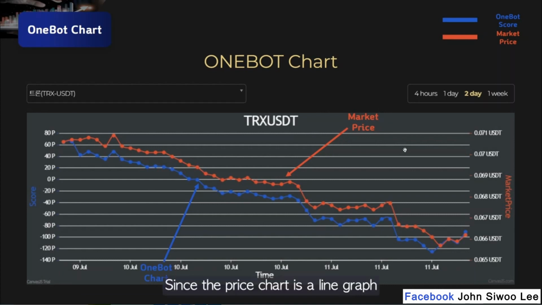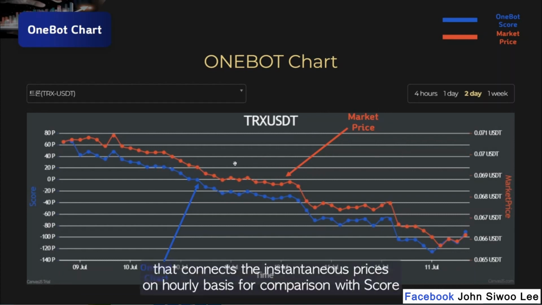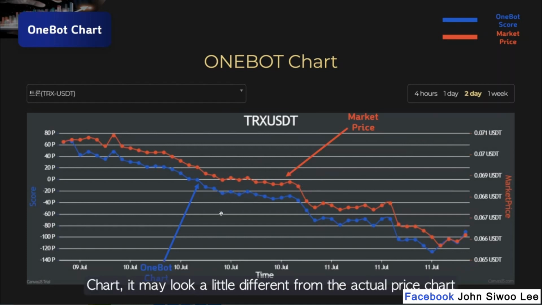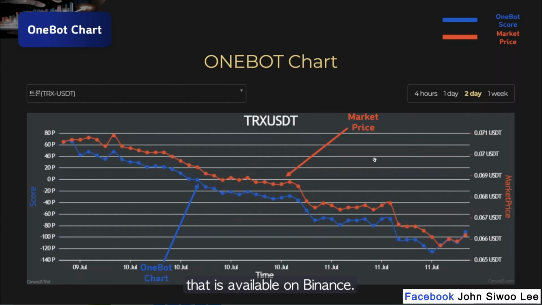Since the price chart is the line graph that connects the instantaneous prices on hourly basis for comparison with score charts, it may look a little different from the actual price chart that is available on Binance.